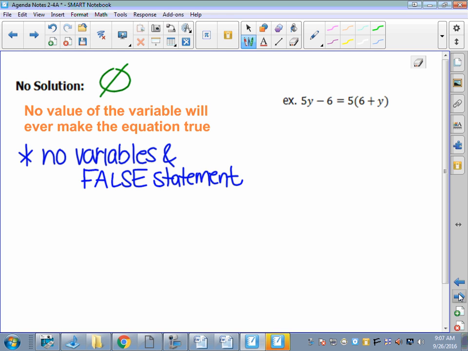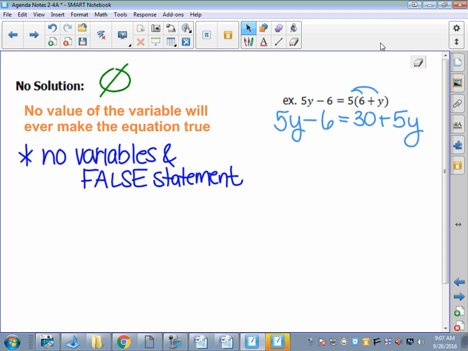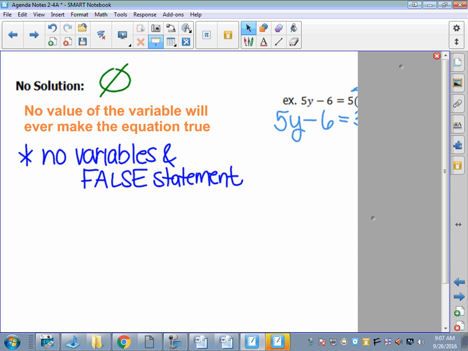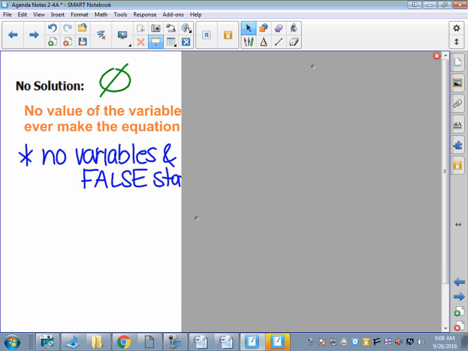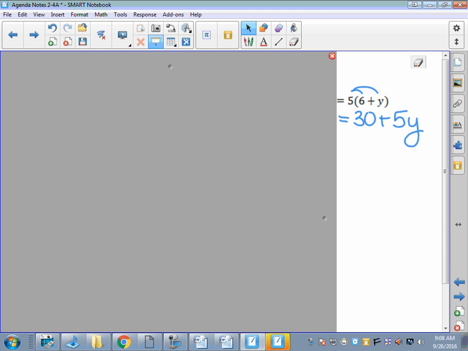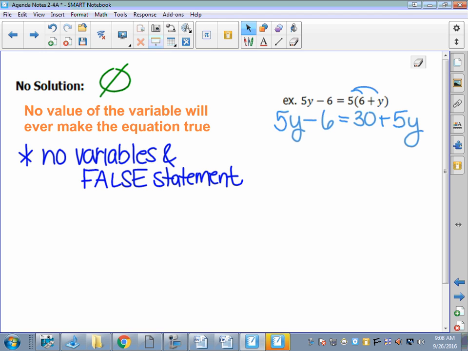Everybody sees a distributive property, right? So let's distribute this. This left-hand side of the equation, nothing changes. This right-hand side, it looks to me like it's going to be 30 plus 5y. I'm going to ask you that same question. Are there any like terms I can combine? Nope. How about on this side? Are there any like terms I can combine? Nope. Which means I'm ready to just get my variables to the left, numbers to the right.